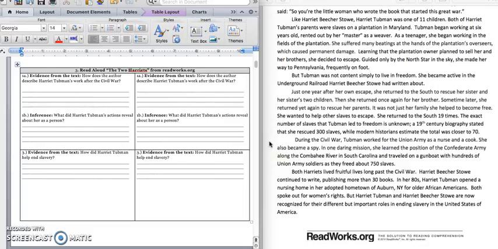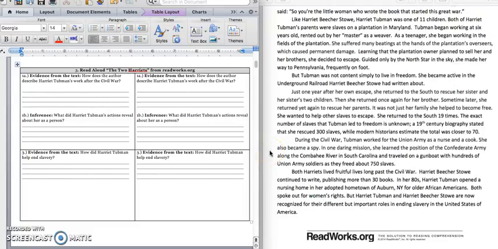She returned to the South 19 times. The exact number of slaves Harriet Tubman led to freedom is unknown. A 19th century biography stated she rescued 300 slaves, while modern historians estimate the total was closer to 70.